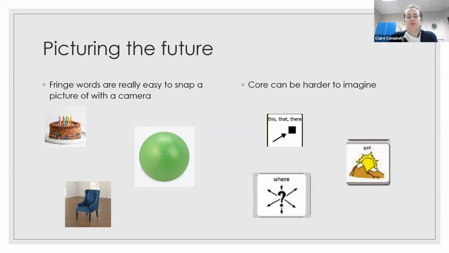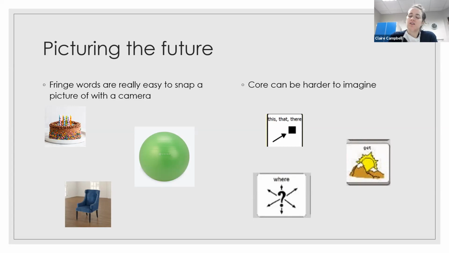These are symbols from 3 different companies. The this, that, there is from Boardmaker, which is what Tobii Dynavox uses, or PCS symbols, you'll see that. It's an arrow pointing to a box. Okay, I can kind of decide that means that, but it also means there, it also means this. That's kind of indistinct.